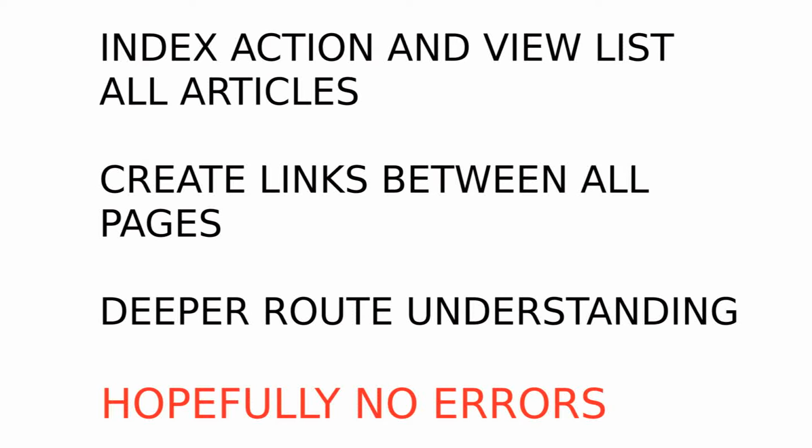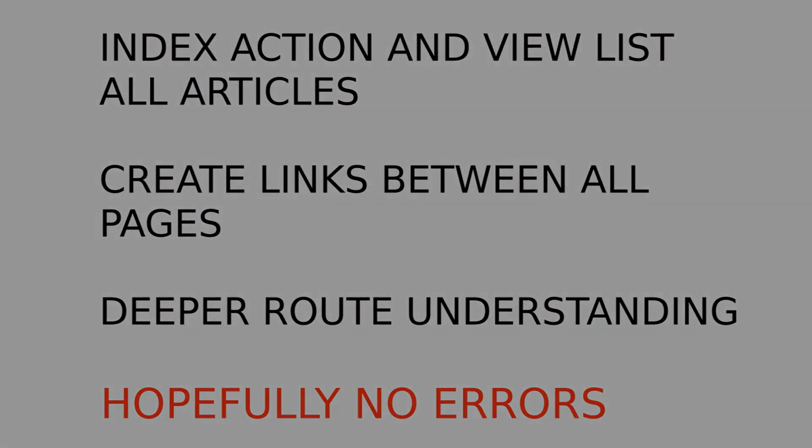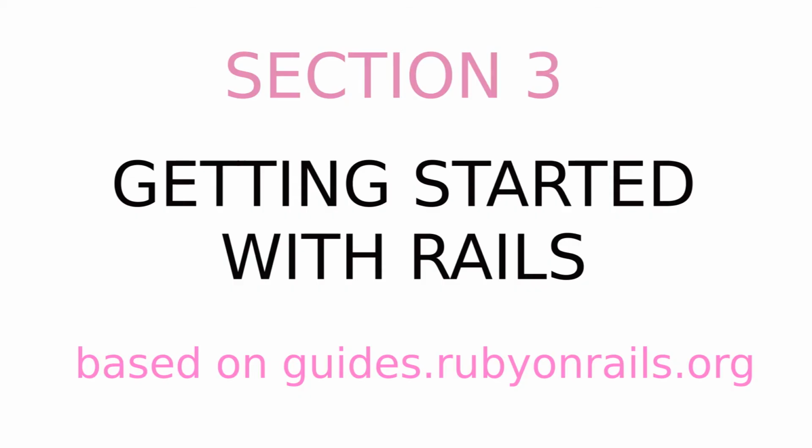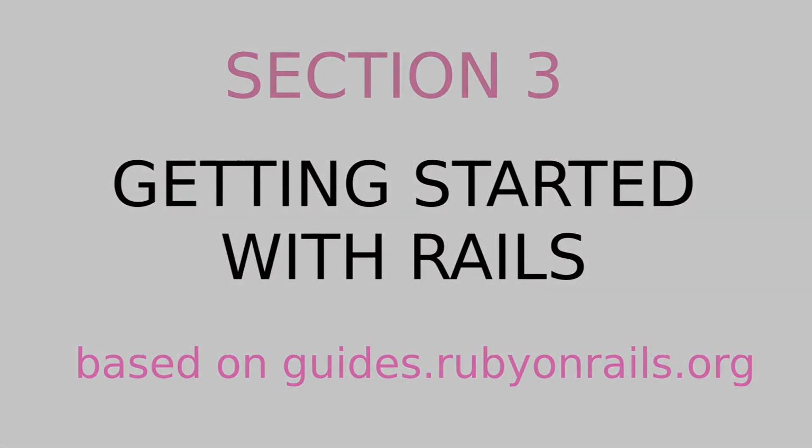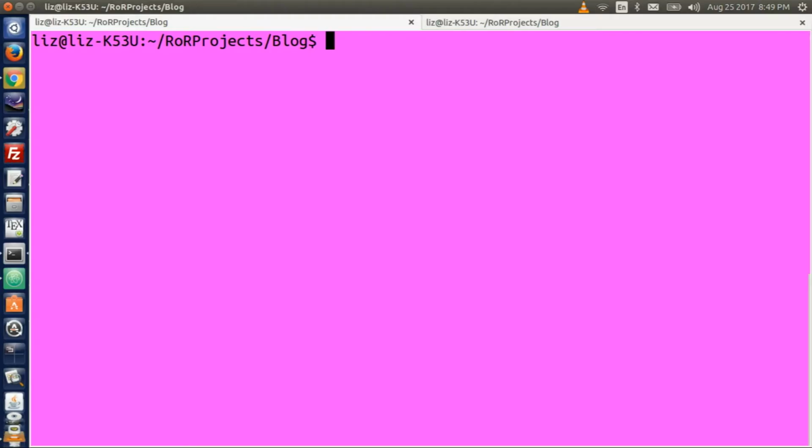We will now create an index action and view that lists all articles, create links between all pages, get a deeper understanding for routes, and hopefully no more errors. Go back to your terminal and type rake routes to display all our routes options.